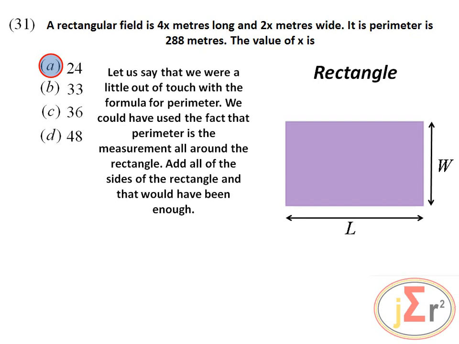Add all of the sides of the rectangle and that would have been enough. So let us do that. The perimeter, so we add first that side, which is the length, then the width, then another side, which is of course equal to the length, and finally the side that is also equal to the width.